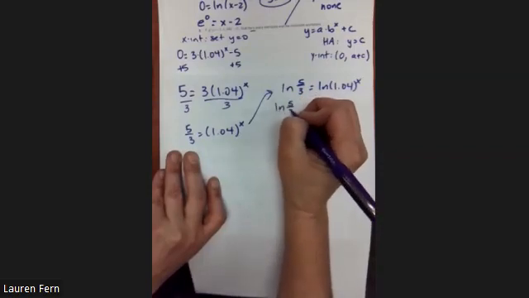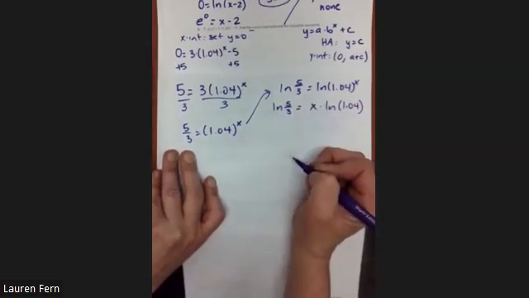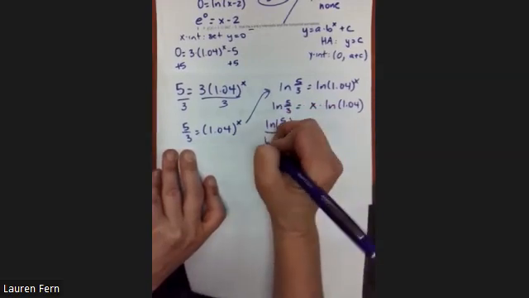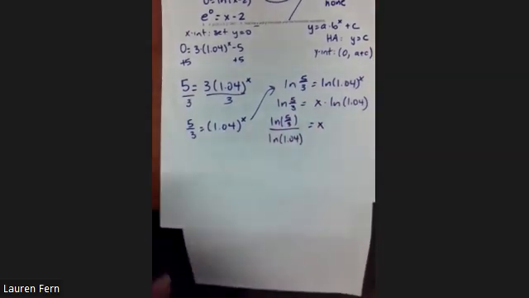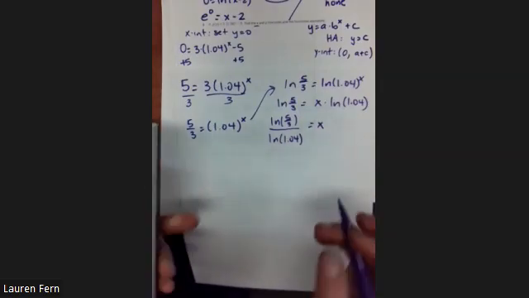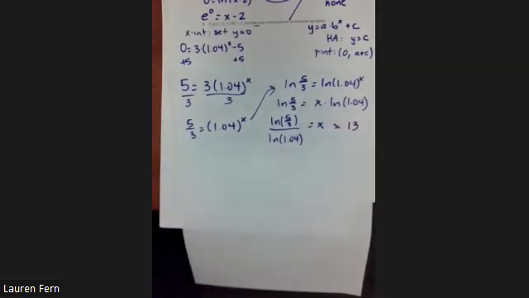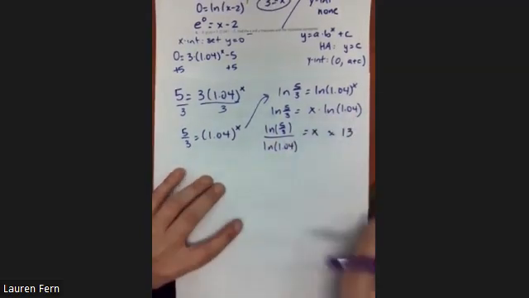Which gives me the natural log of 5/3 is x times the natural log of 1.04. And so x is the natural log of 5/3 divided by the natural log of 1.04. And if you want to get a decimal approximation, we can totally do that. I'm just going to go to the nearest whole number, 13. Okay, so that's my x-intercept.